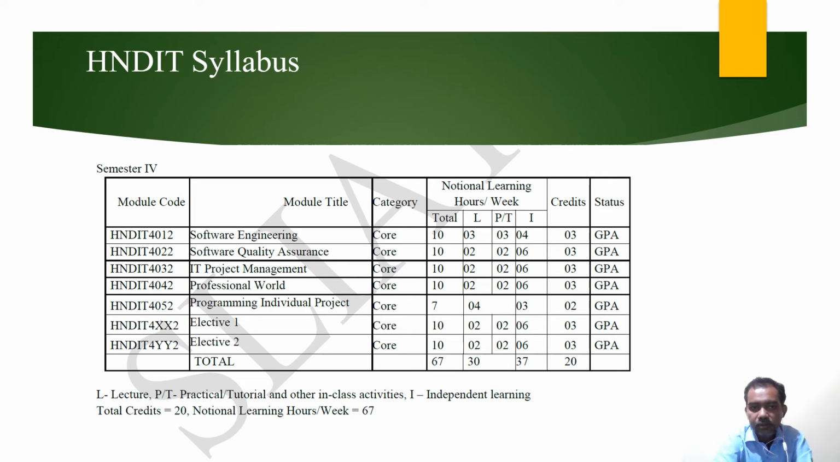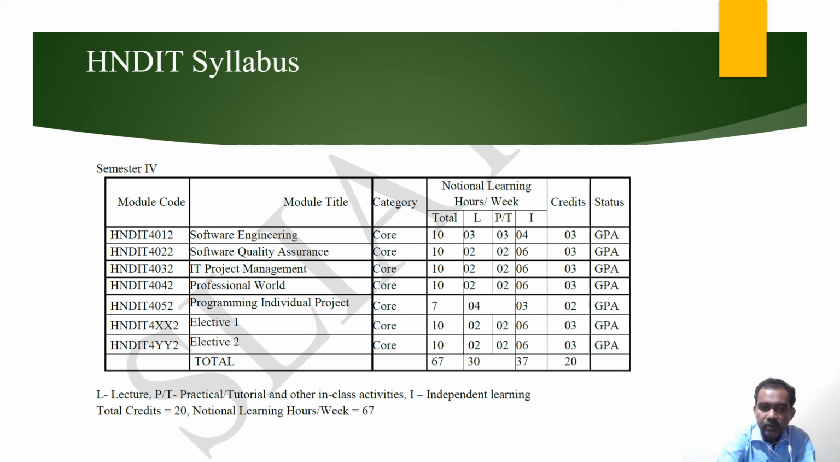Next one, HNDIT 4032. Subject name is IT project management. That is the core subject. 2 lecture hours per week and 2 practical hours per week. 3 credit value GPA subject. Then HNDIT 4042. Subject name is professional world. Core subject, 2 lecture hours per week and 2 practical or tutorial hours per week. Credit value is 3, GPA subject.